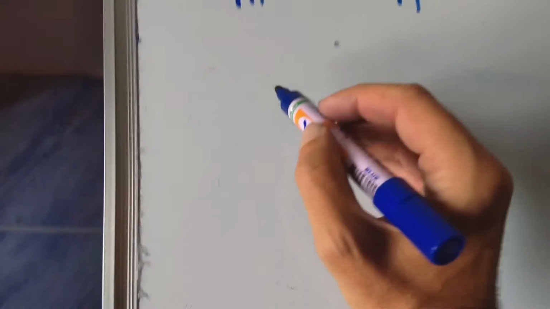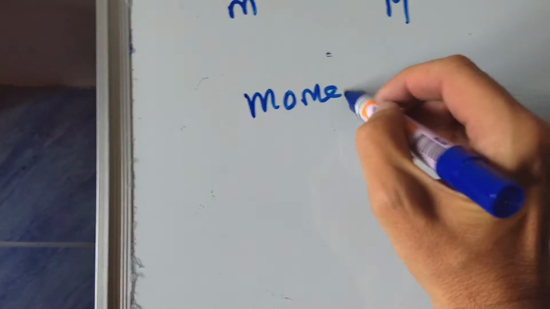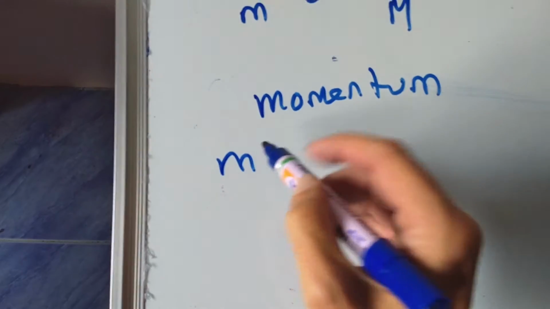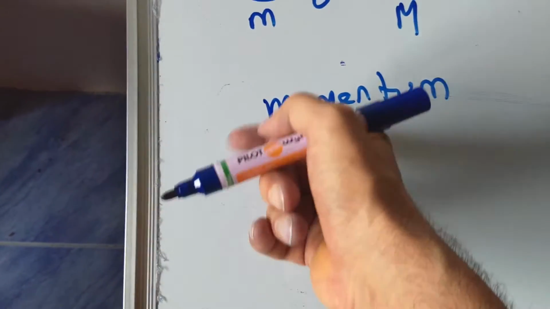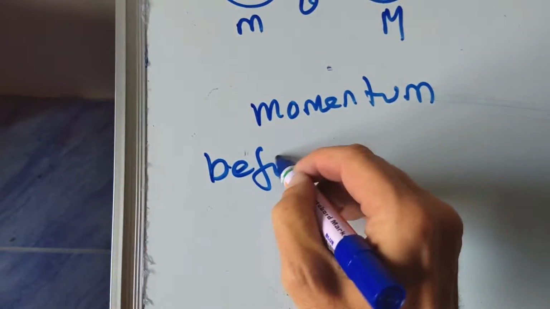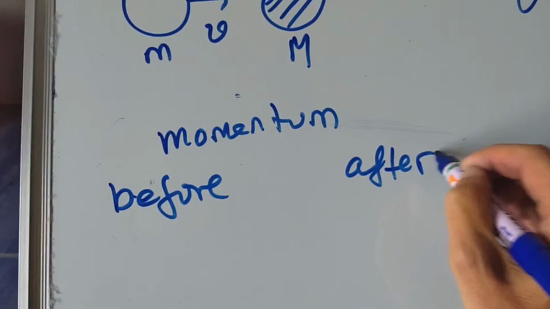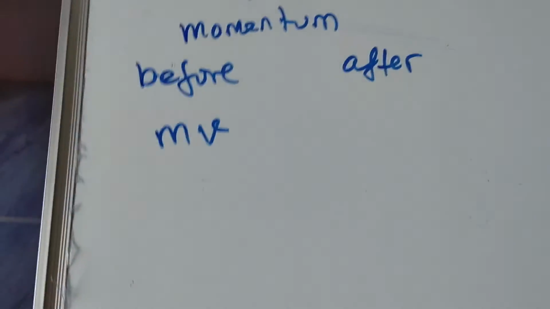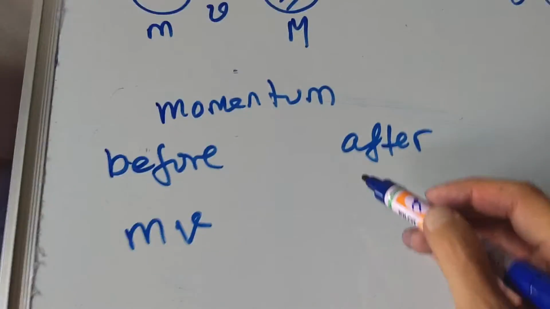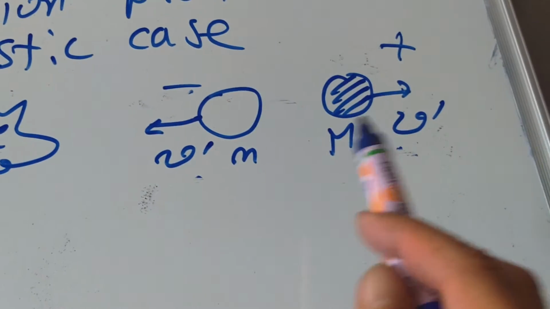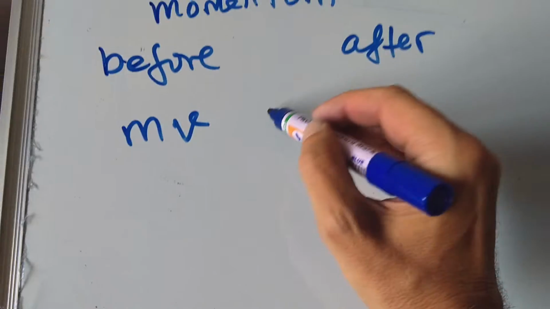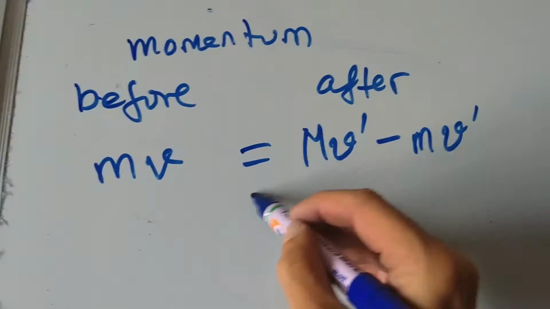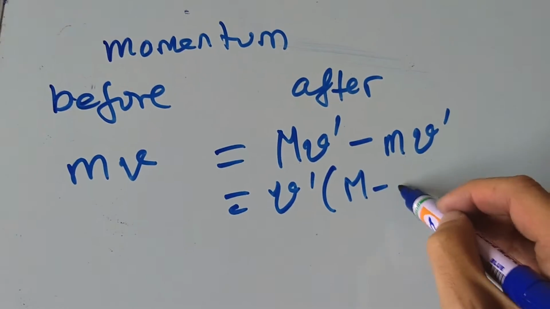Let's analyze it, first from the point of view of momentum. The momentum analysis will give us exactly the same result as before. Before collision, after collision. Before collision, momentum is mv, all right? And after collision, well, momentum is a vector, so I have to add this and subtract that. So that's big M v prime minus little m v prime. That's v prime times big M minus little m.